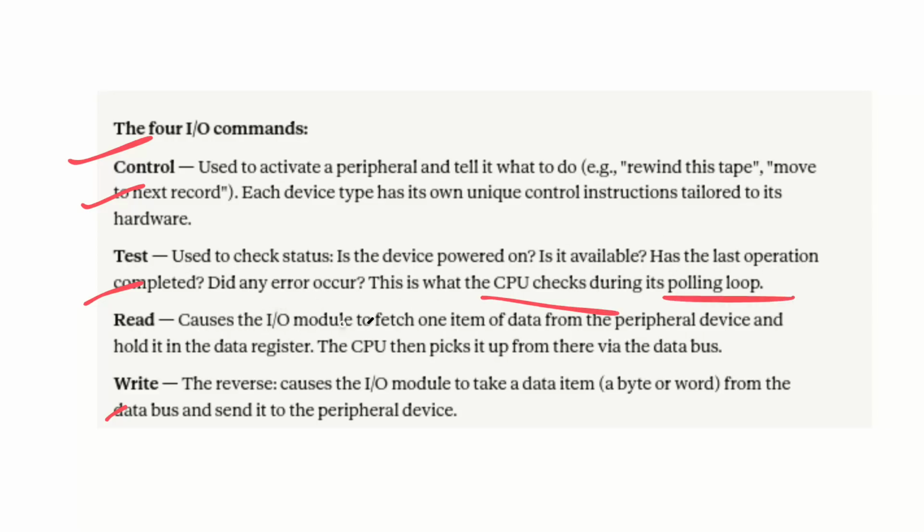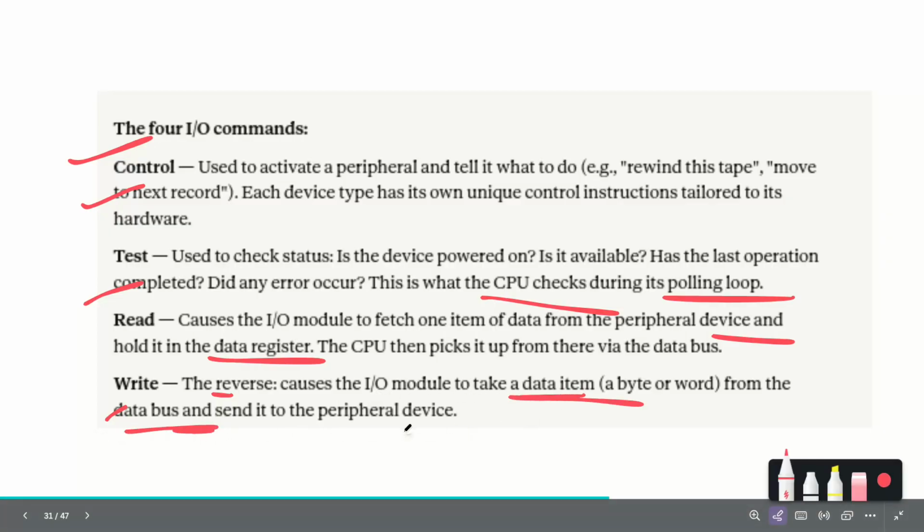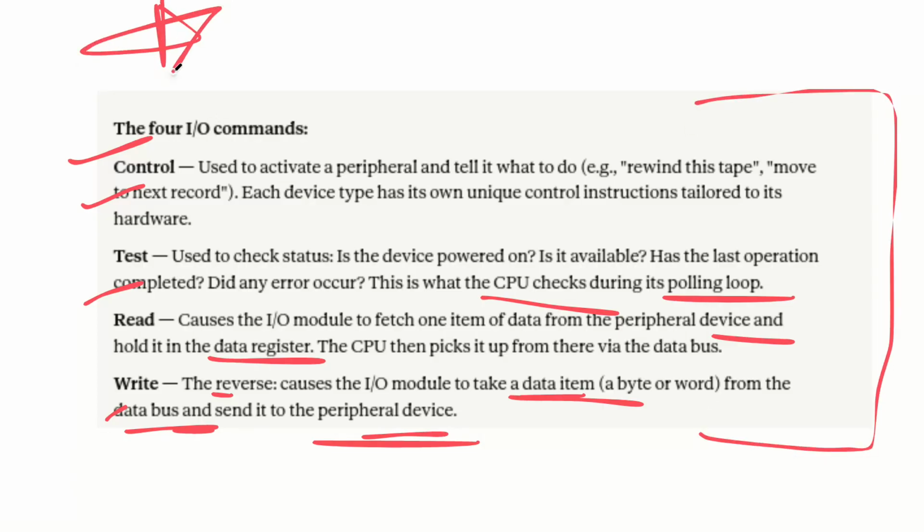Now read causes the IO module to fetch one item of data from the peripheral device and hold it in the data register. Write, the reverse, causes the IO module to take the data item from the data register and send it to the peripheral device. So here you have to understand the four important IO commands. Control: we know control is used to activate the peripheral devices, and this control signal will tell the peripheral devices what to do. Each device type has its own unique control instruction tailored to its hardware.